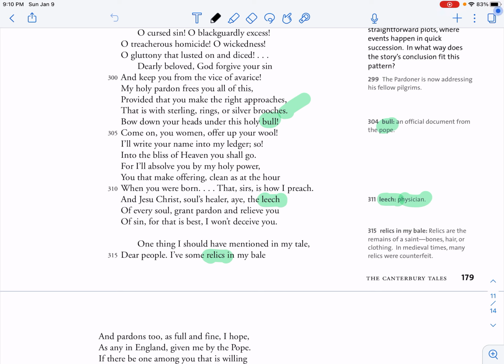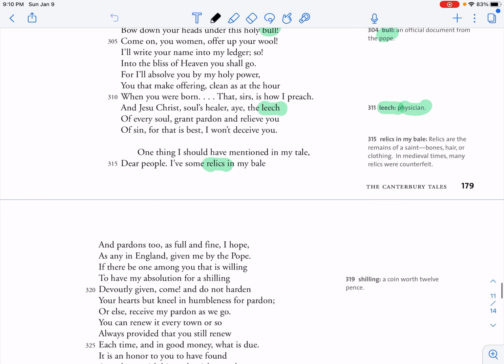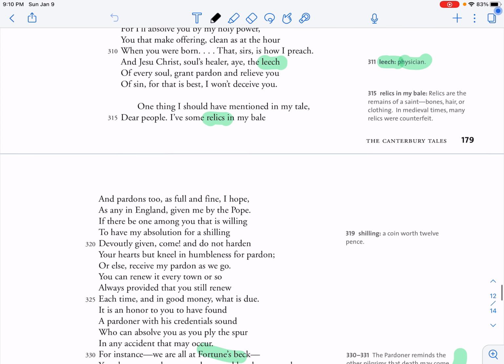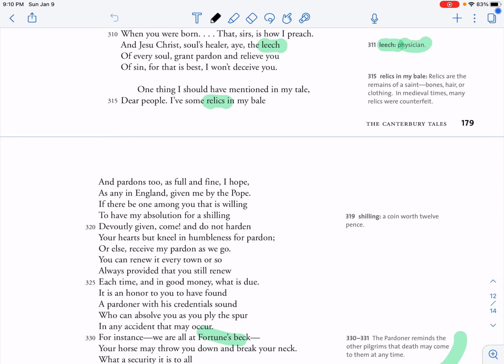Bow down your heads under this holy bull. (A bull is a document, by the way, like a document from the Pope.) Come on, you women, offer up your wool. I'll write your name into my ledger, too. Into the bliss of heaven you shall go, for I'll absolve you by my holy power. You that make offering, clean as at the hour when you were born, that is, sirs, I now preach.